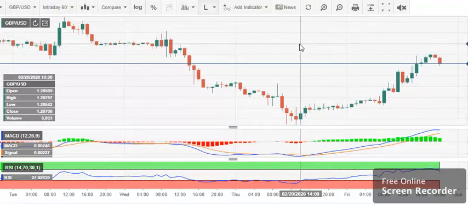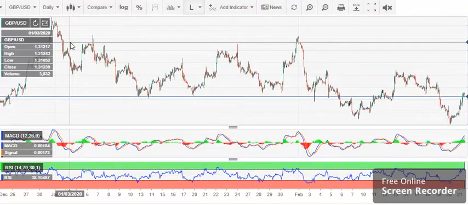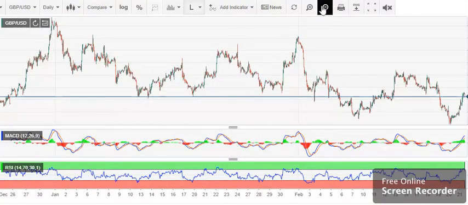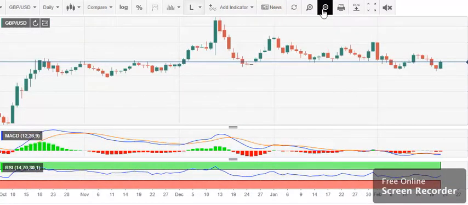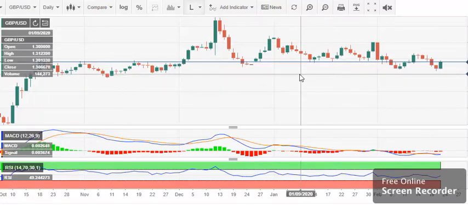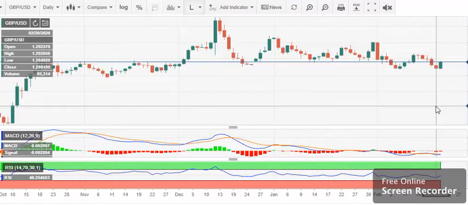We move into the pound dollar daily chart, and the daily chart has turned bearish for the pound dollar, and the downside momentum has strengthened. GBP/USD dropped below the 100-day simple moving average as well. The relative strength index is well above 30, so far from oversold conditions, so there will be bearish patterns in GBP/USD.